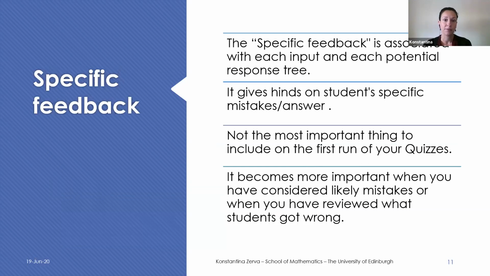Specific feedback. The specific feedback is associated with each input and each potential response tree. It gives hints on student-specific mistakes or student-specific answers. It probably is not the most important thing to include in the first run of your quiz. It becomes more important when you have considered likely mistakes or when you have reviewed what students got wrong after the first run of the quiz. So if your first questions just have, I don't know, full mark for a correct answer and no mark for a wrong answer, and they don't give any hints, it may be fine for the first run of your quiz.